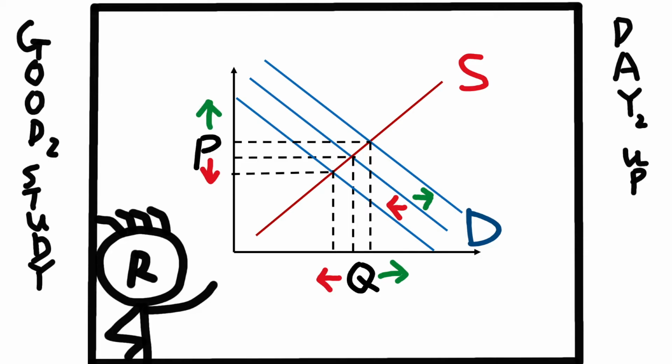When the demand of this product goes up, which means in the market there are more people willing to buy this product, then the supplier can charge a higher price, and vice versa.